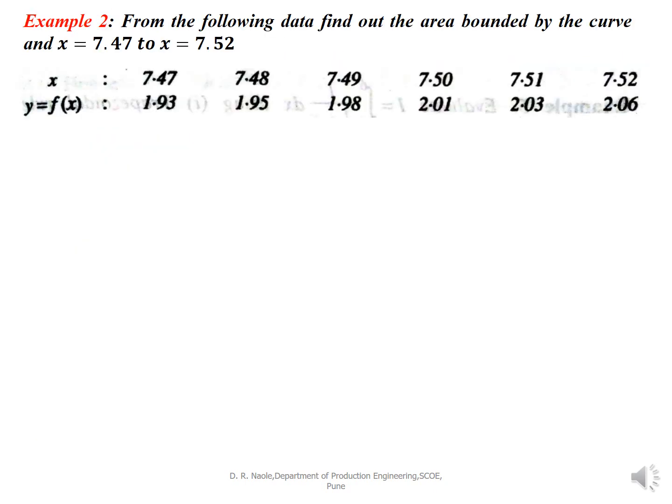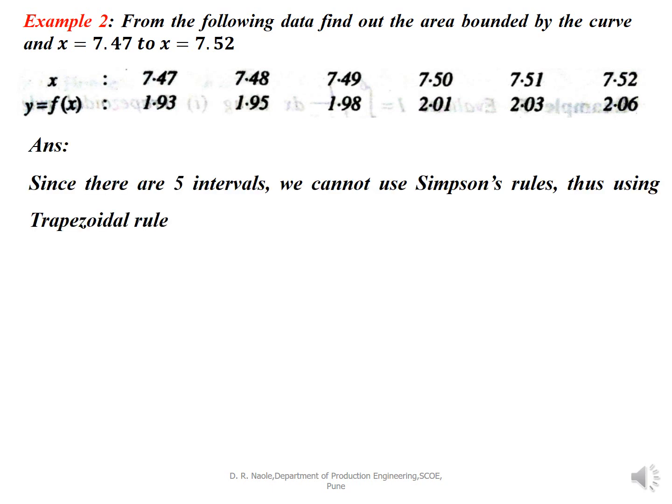Going to the next problem, here instead of giving the equation for f(x), the values of x and the corresponding values of f(x) are given in the table, and here we need to find out the area bounded by the curve and x equal to 7.47 and x equal to 7.52. Since here the number of intervals is 5, we cannot use Simpson's rules, thus using the trapezoidal rule. Here the value of h is 0.01, that is the difference between the x values.